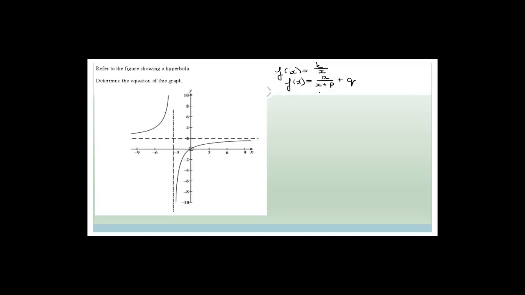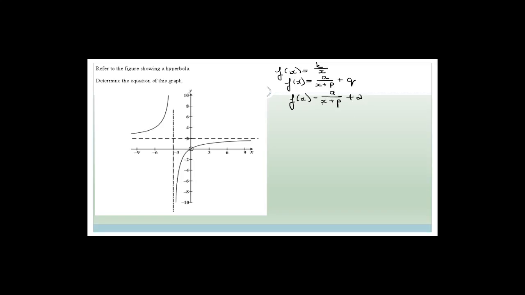So first of all, let's look at q. Q is the easy one because this graph has obviously been shifted up two units, because usually the horizontal asymptote is the x-axis, okay? So therefore we know that f of x is equal to a over x plus p, plus 2, okay?